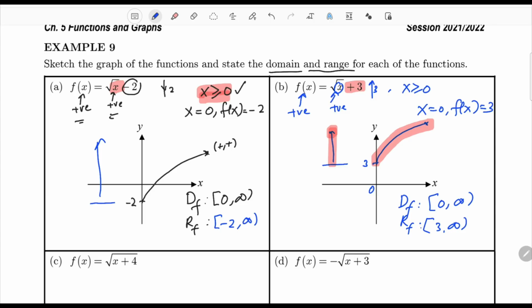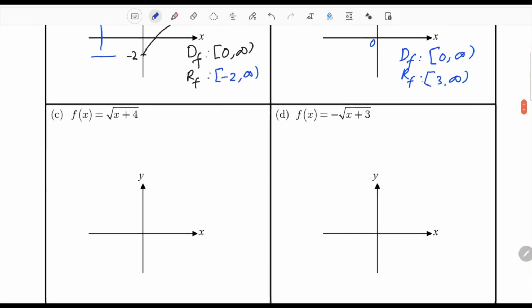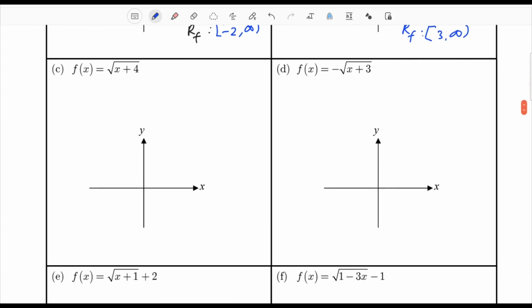Yeah, the comma. Right, let's look at C. We have f(x) equals square root of x plus 4. Anything under the square root, x plus 4, must be greater than or equal to 0, so x is greater than or equal to negative 4. For your information, this is actually your domain. But before that, when x is 0, we have f(x) to be square root of 4, which is 2. So here is 2.